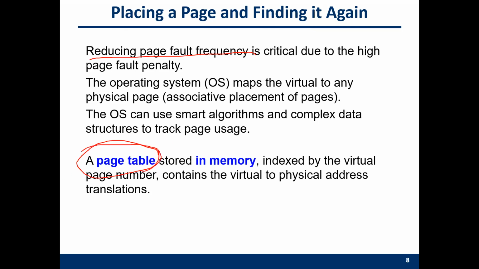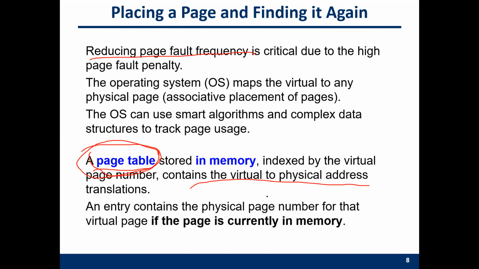So this is a pure overhead, which means you have to guarantee you don't have a very large overhead on the page table. The page table must be small and fast. The page table contains the virtual to physical address translations. An entry contains the physical page number for that virtual page if the page is currently in the physical DRAM.